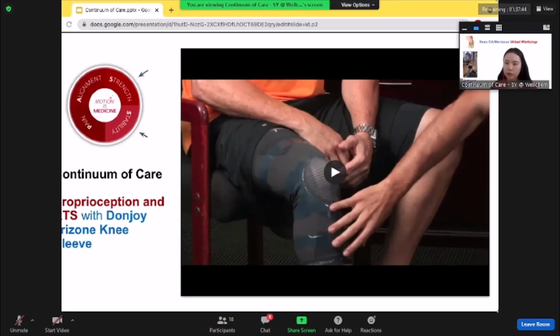Okay, before we move on to the fitting guide, do we have any questions so far? Feel free to just type it into the chat box if you have any. Okay, so if we don't have any questions, I'll just move on to the fitting guide.